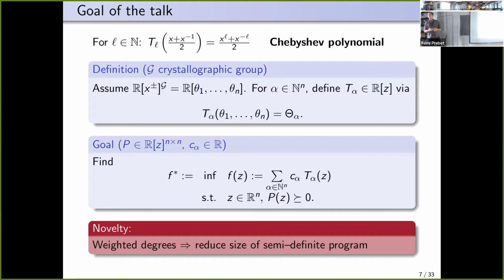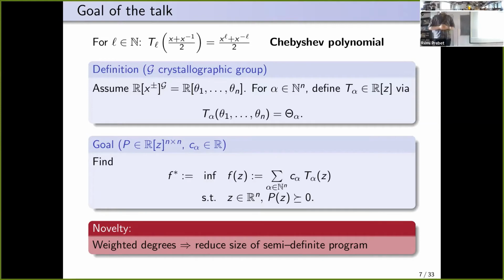Good fundamental invariants, for example, are orbit polynomials or character polynomials. And we essentially use these to show that the orbit space of a polynomial with coefficients C_alpha. And we want to find the infimum on the semi-algebraic set, which is the positivity locus of some matrix polynomial P. Take, for example, the one from the orbit space.